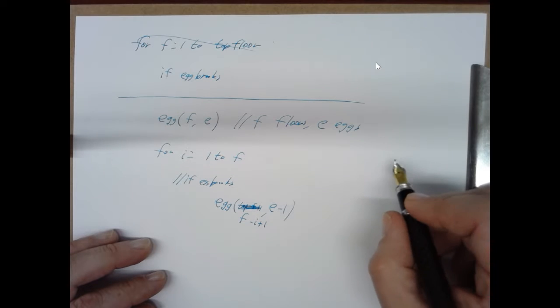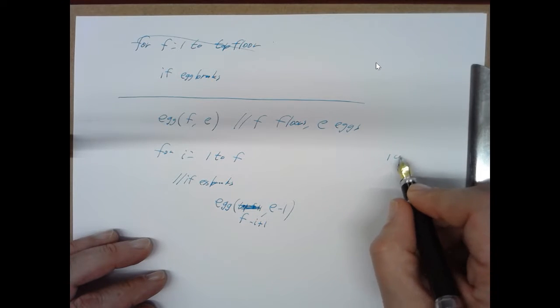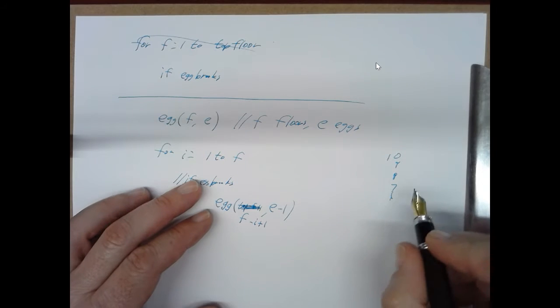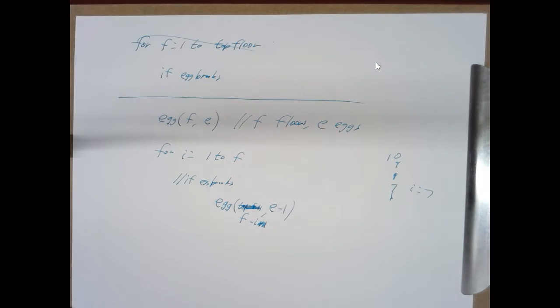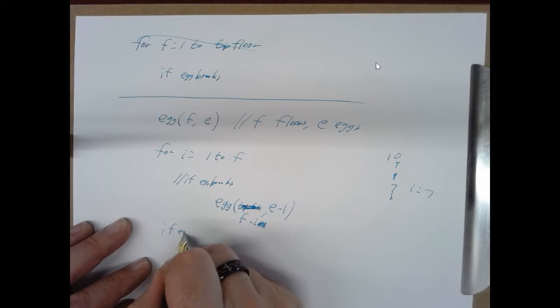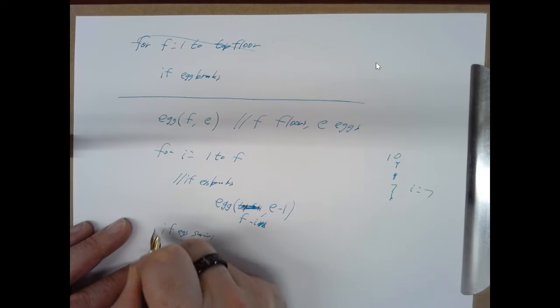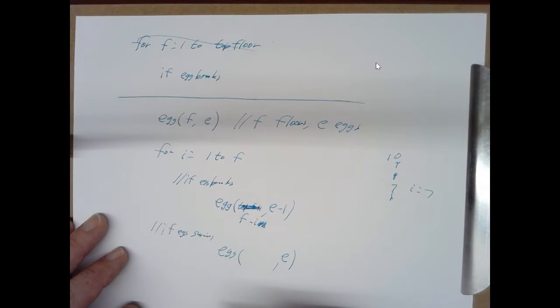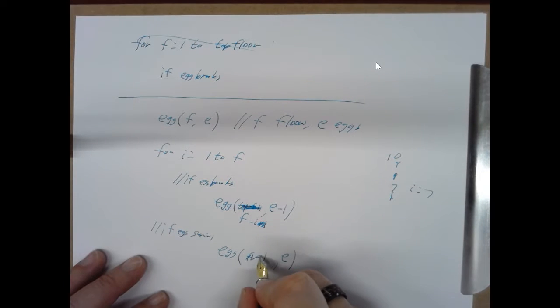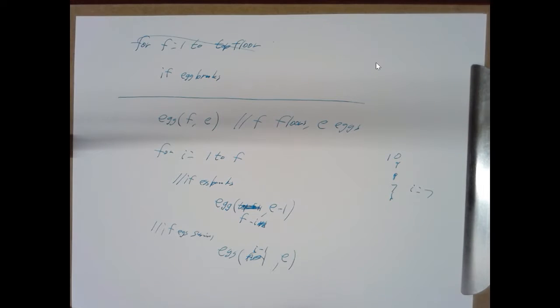So let me see if we got the fence post right. If I is equal to 7, then we need to solve this for 3 floors. So it's just F minus I. Okay, if the egg survives, then we need to look at the same question for E eggs because our egg didn't break, and we need to ask this question on I minus 1 because the magic floor is somewhere between the ground and the floor below, the one we just tested.